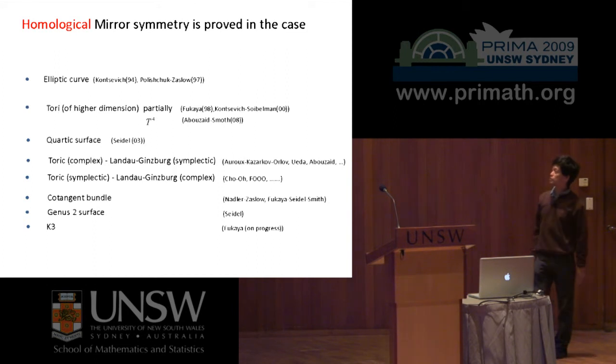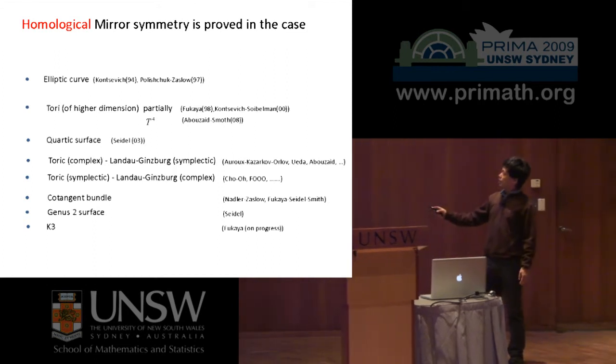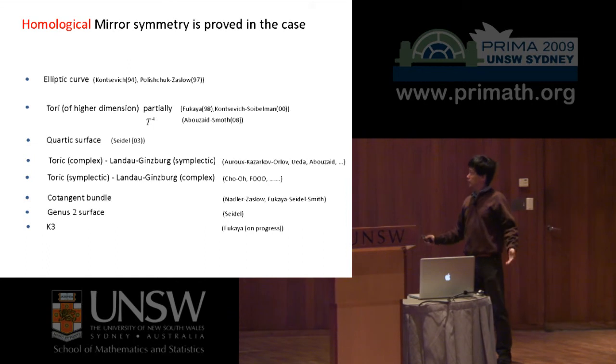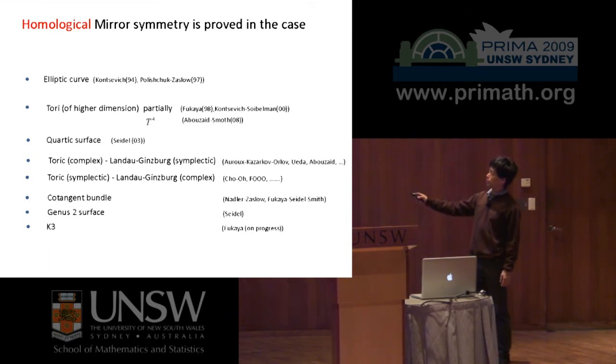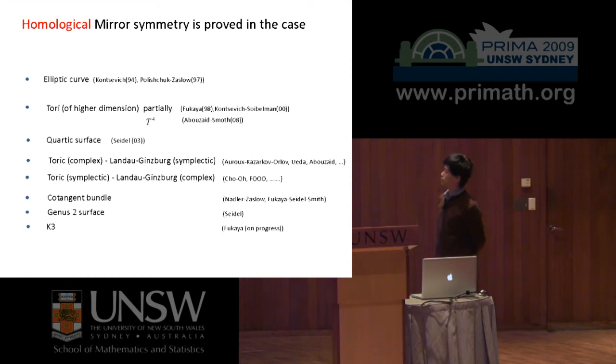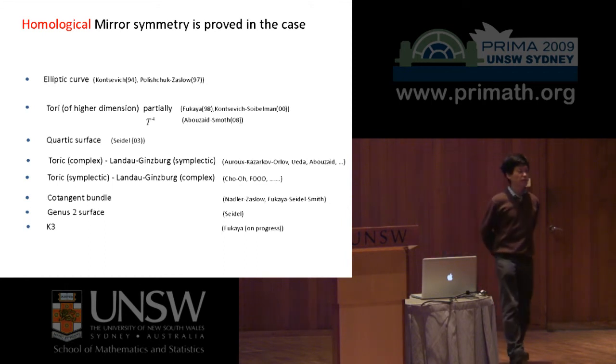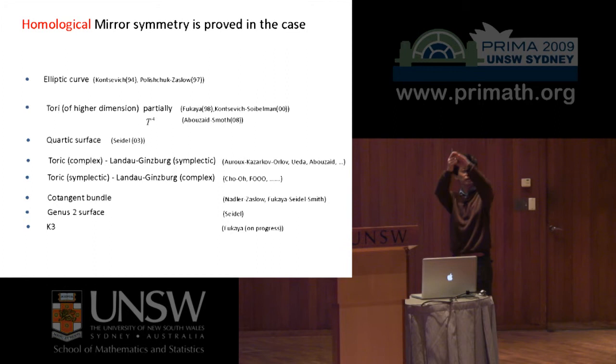Then the next case, you can go to higher dimensions, so you have tori of higher dimensions. I proved it partially in '98, and Kontsevich and Soibelman also gave a different argument. That's the case when the Lagrangian submanifold is linear or flat. You have a torus, and you have a flat Lagrangian submanifold. That looks like a simple case, but even in this flat case, it's highly non-trivial, and we can prove homological mirror symmetry in that case.